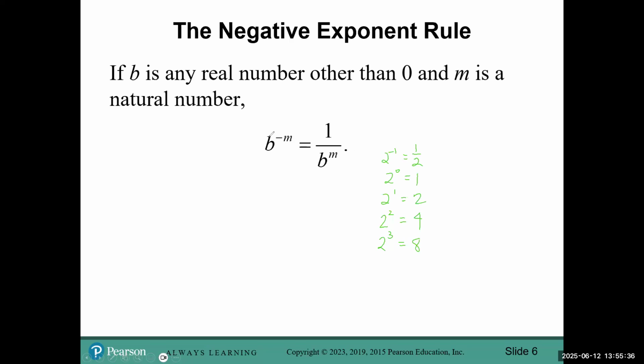And so that's where this property comes from. A way I have of thinking about this is that when we jump over the fraction bar, we change the sign, because I can think of this as over 1. And so that means that 1 over b to the negative n is going to be b to the n. So when I cross the fraction bar from numerator to denominator, the sign of the exponent changes from negative to positive.